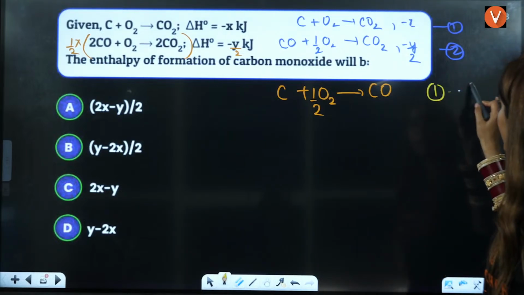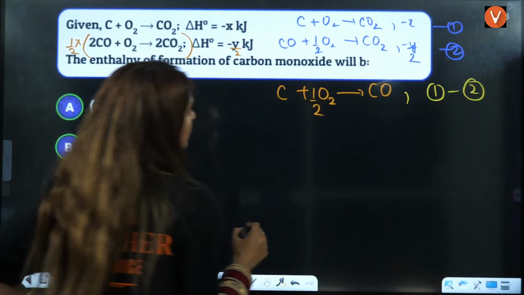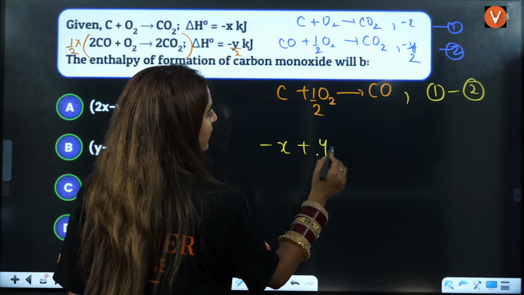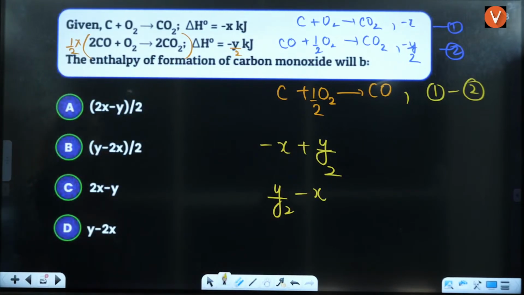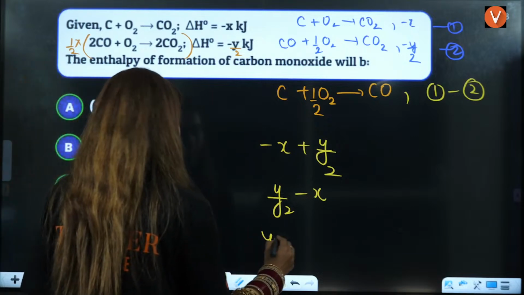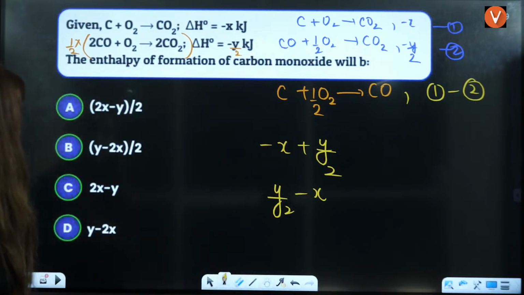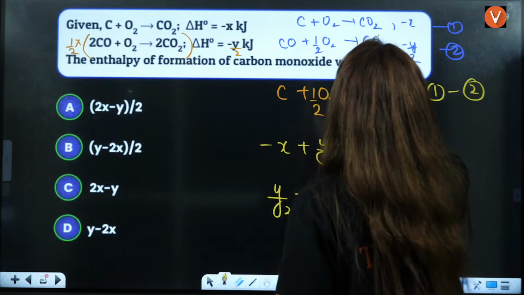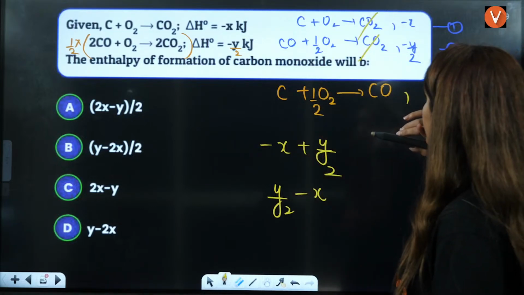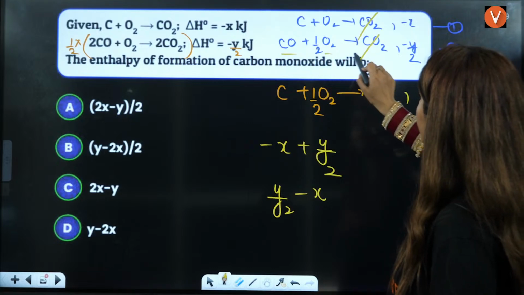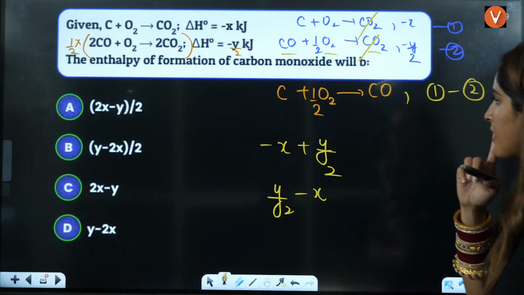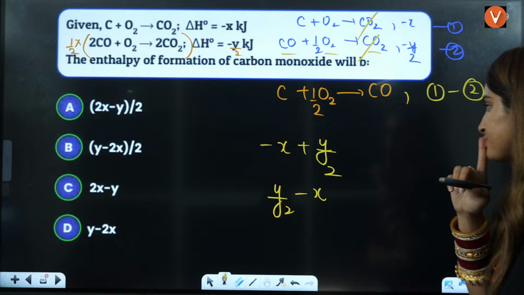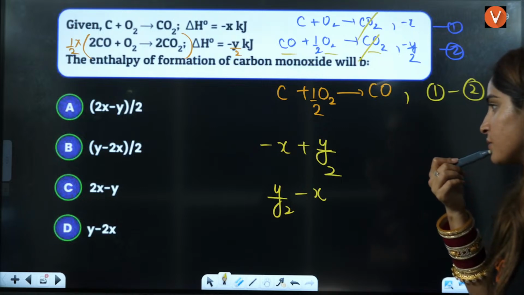So what you need to do is 1 minus 2. Do 1 minus 2, you will get this. 1 is minus X plus Y by 2. So that will be Y by 2 minus X, that is nothing but Y minus 2X by 2. If you see this now, you will get the answer because CO2 will be eliminated, right? It will be minus here, minus here, minus here. This will be half and this will come to this side, minus X plus Y by 2. Y minus 2X.